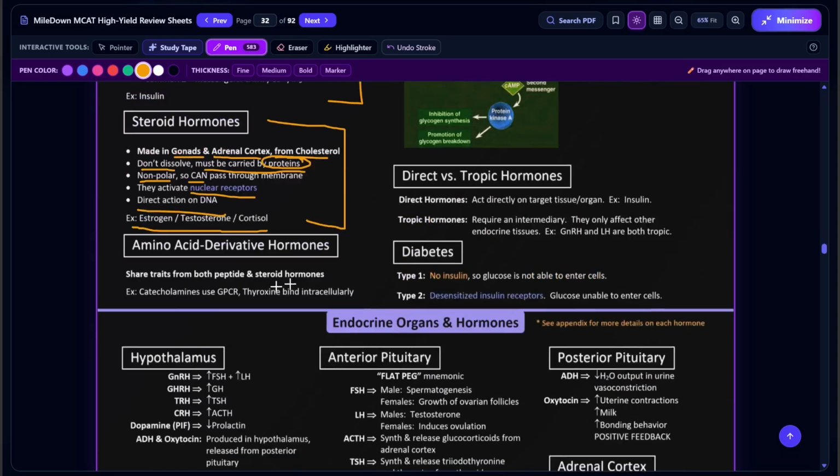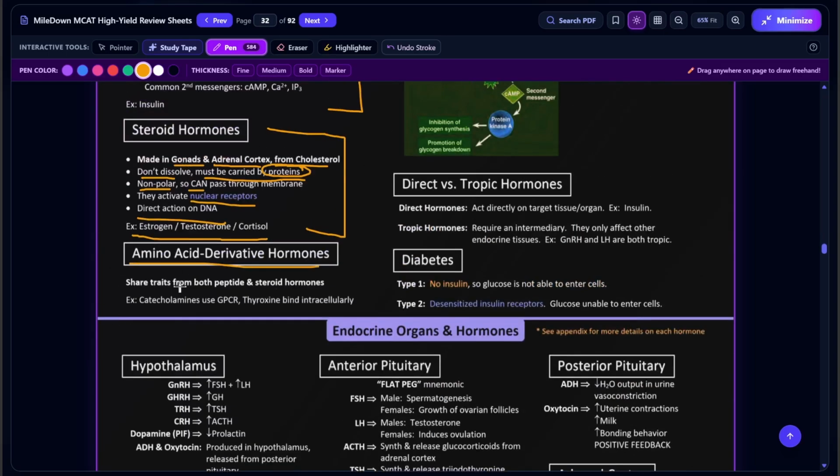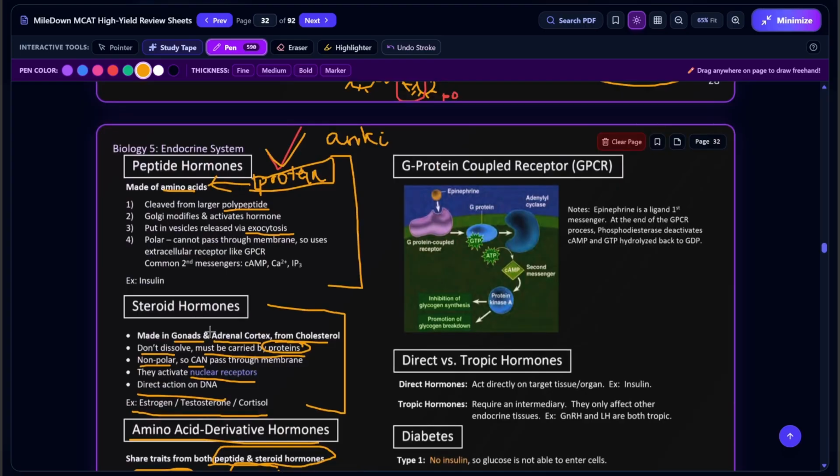And then we have some amino acid derivative hormones, which share traits from both peptide and steroid hormones. An example is catecholamines, which use GPCR, and thyroxine, which binds intracellularly. So thyroxine and catecholamines. Okay, so that's a lot of memory type of stuff.